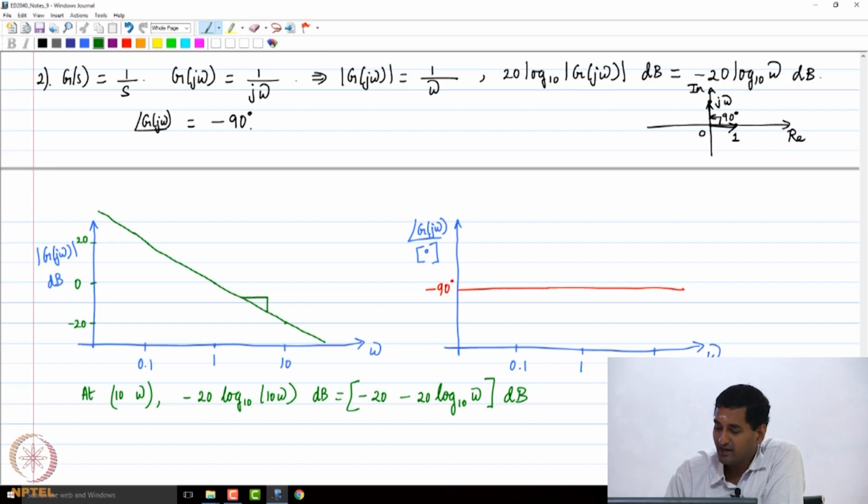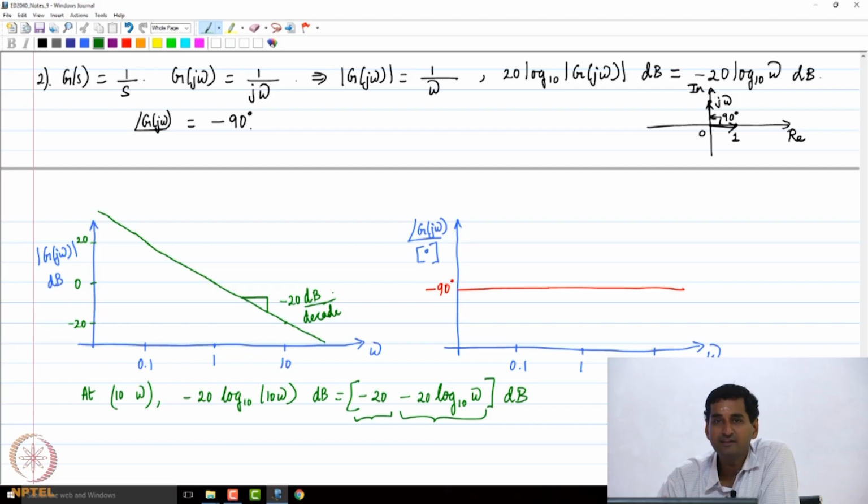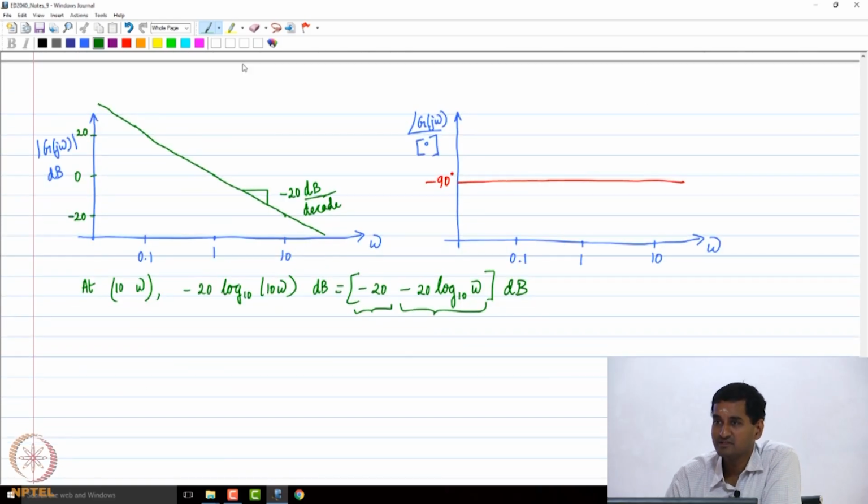That's what we can have. At any omega, the magnitude is going to be minus 20 log to the base 10 omega. You go 10 omega from that omega, the value is going to decrease by 20 decibels. So for that reason, the slope is indicated as minus 20 decibels per decade. So in one decade of frequency, the magnitude essentially drops by 20 decibels. That is the slope of this magnitude curve. I hope it's clear how we got this slope.